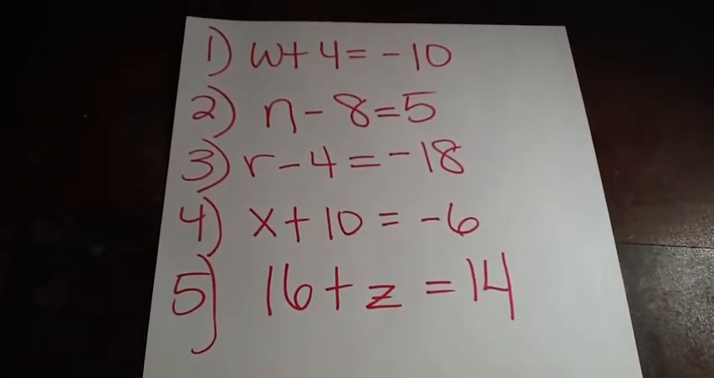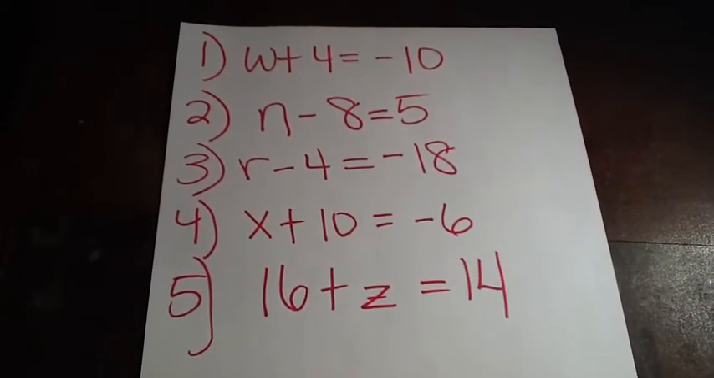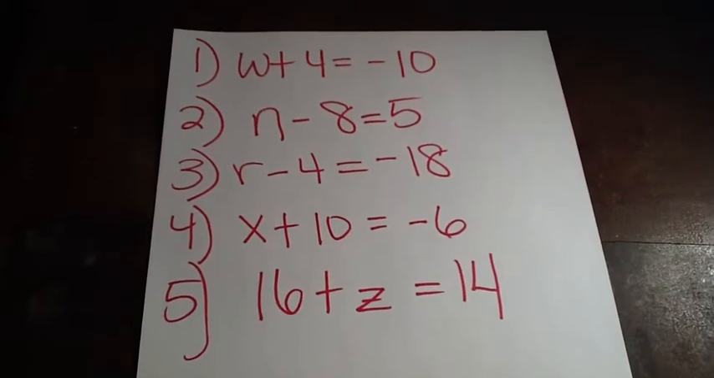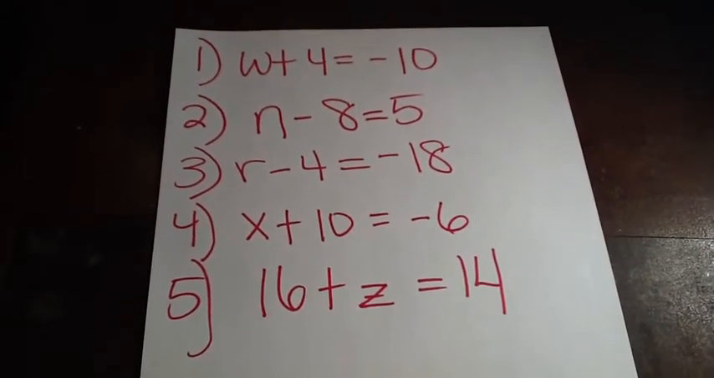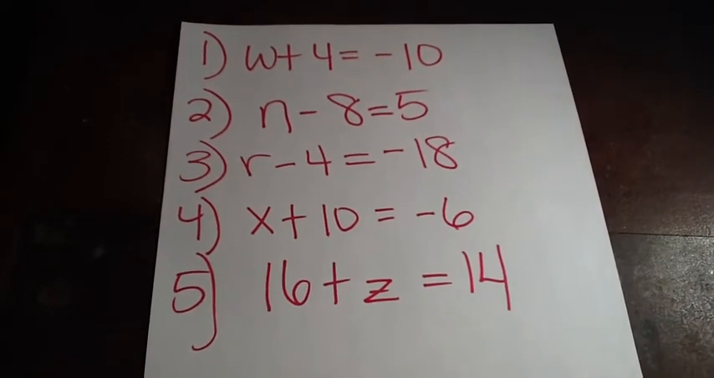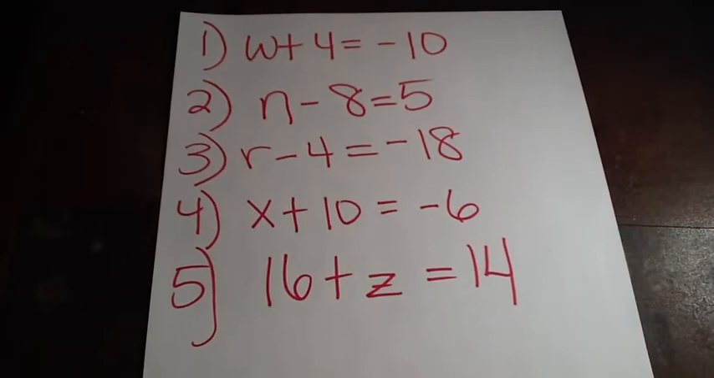Now remember, what you do to one side, you have to also do to the other. So if you're taking away a number, you also have to take it away on the other side. If you're adding a number, you also have to add it to the other side. Basically, you want to get all of your variables by themselves so you can see what they're equal to. Good luck. Bring your questions with you tomorrow if you have them.